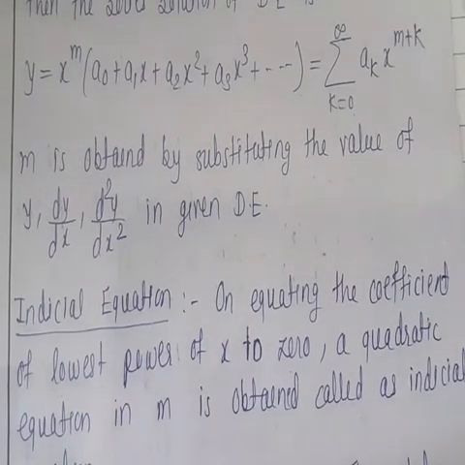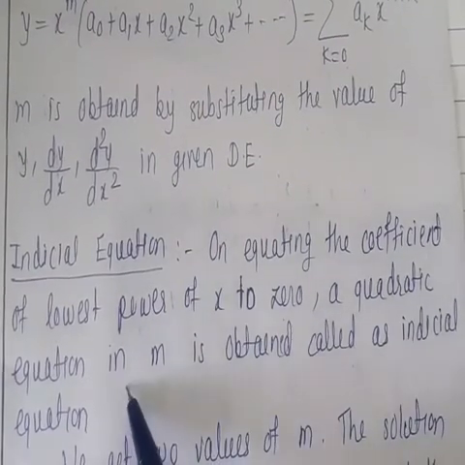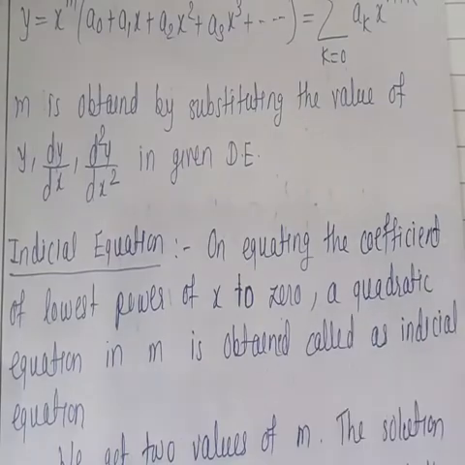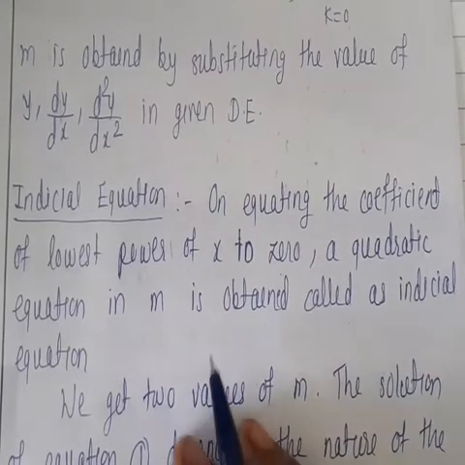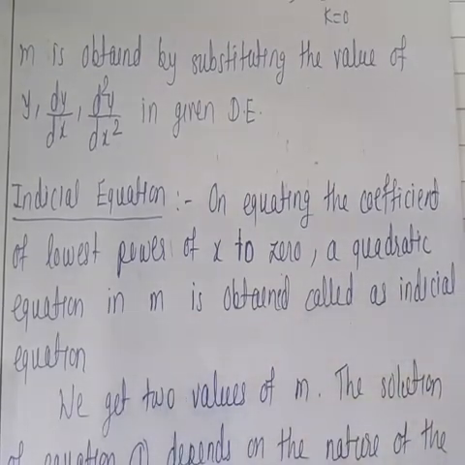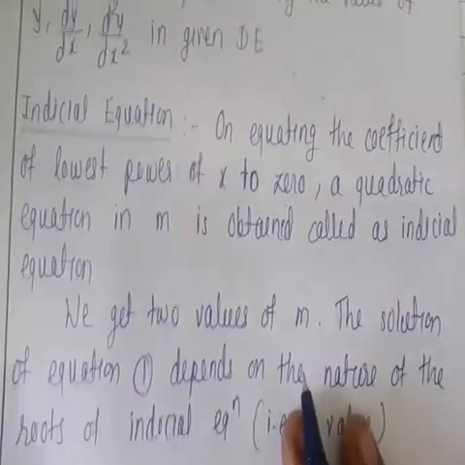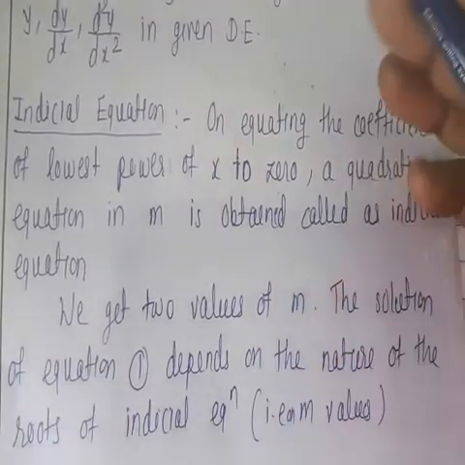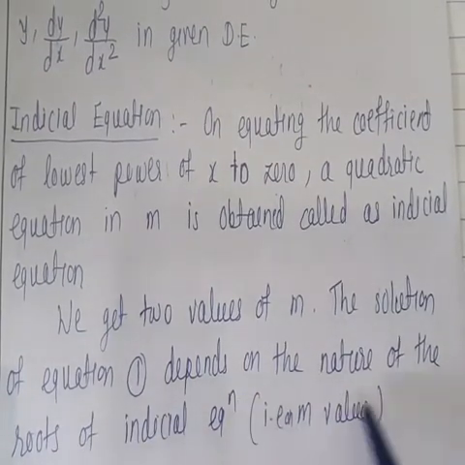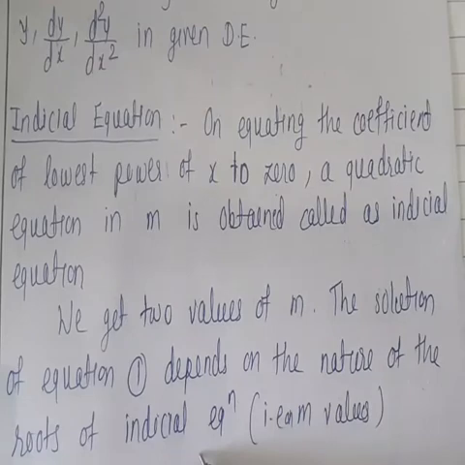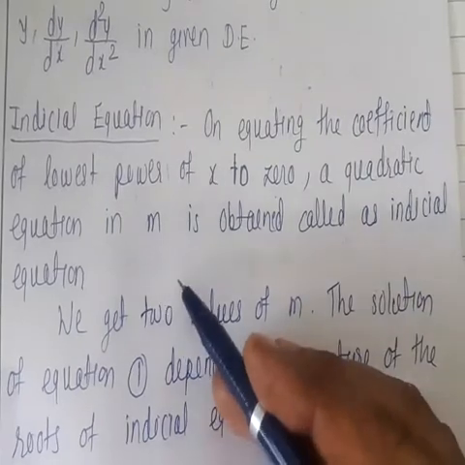called the indicial equation. Or in short, you can remember that the equation in terms of m is called the indicial equation. Just like the auxiliary equation in the previous chapter, here we have the indicial equation, which is in terms of m. Now we get two values of m because we get a quadratic equation here, so two values of m because of the second order differential equation. So the solution of the given equation depends on the nature of the roots of the indicial equation. Writing the solution depends on these values of m.